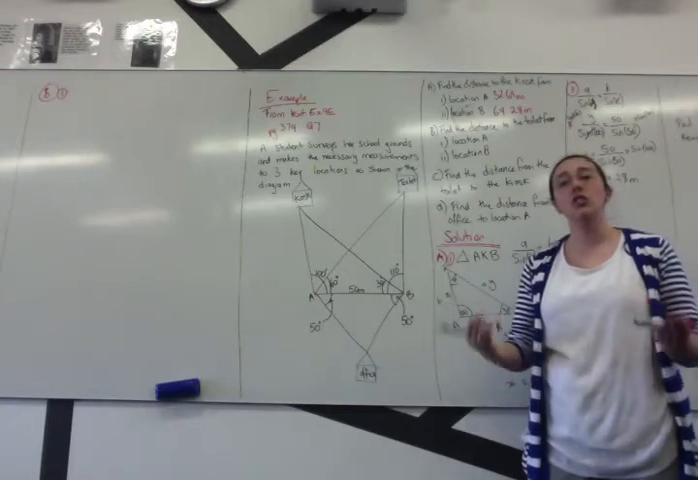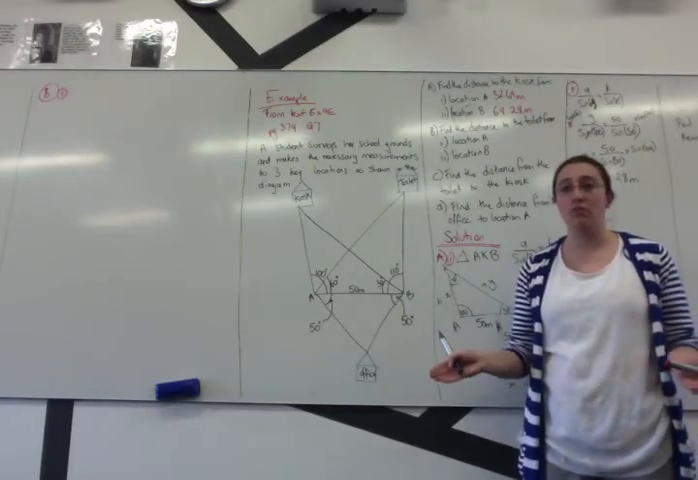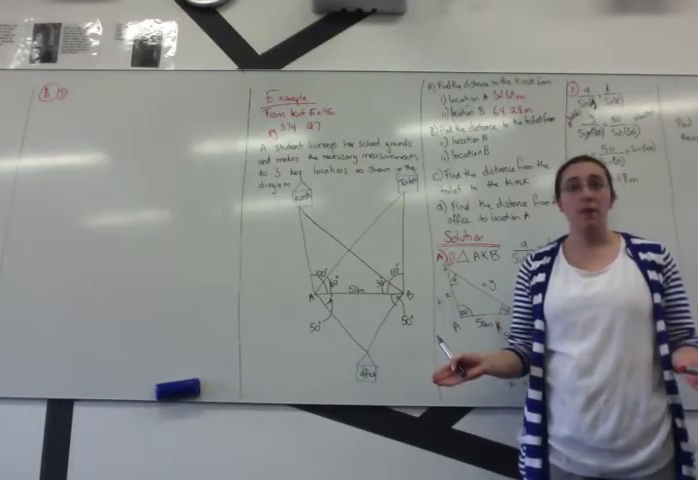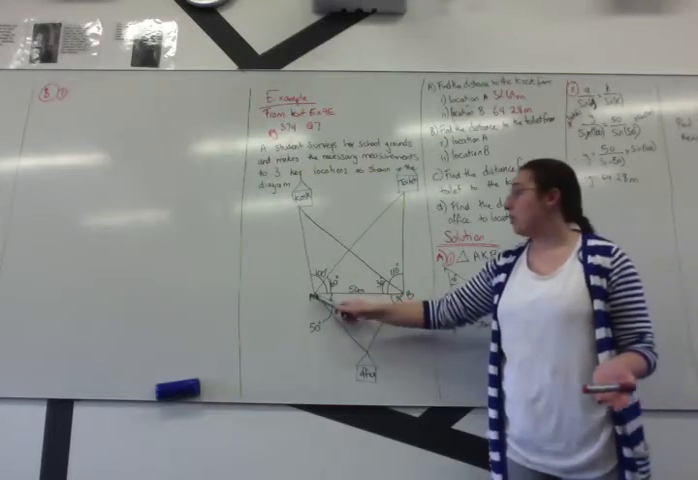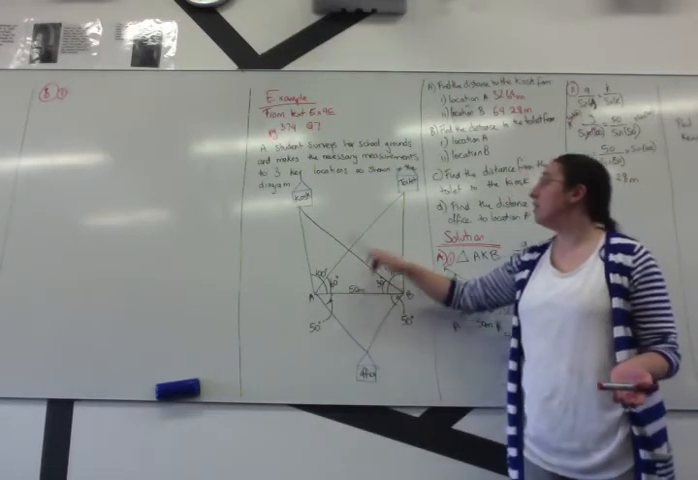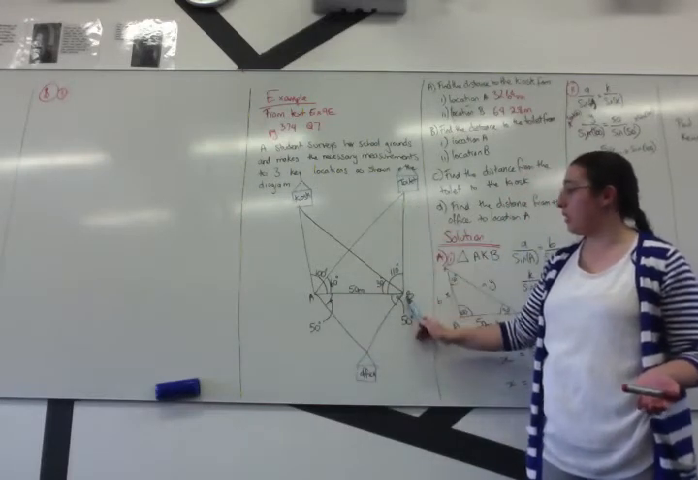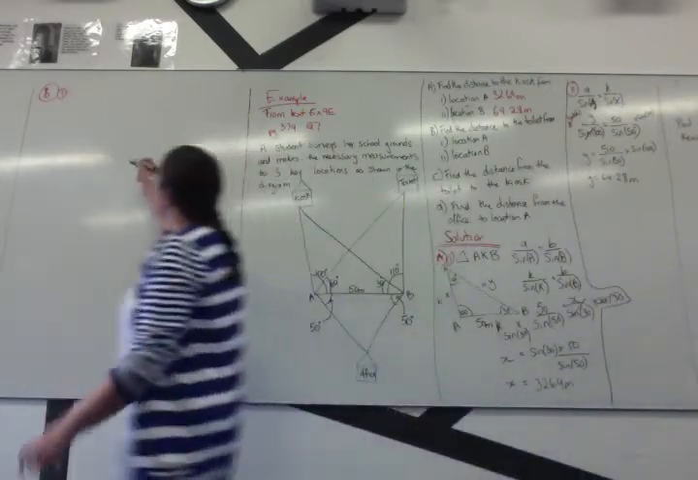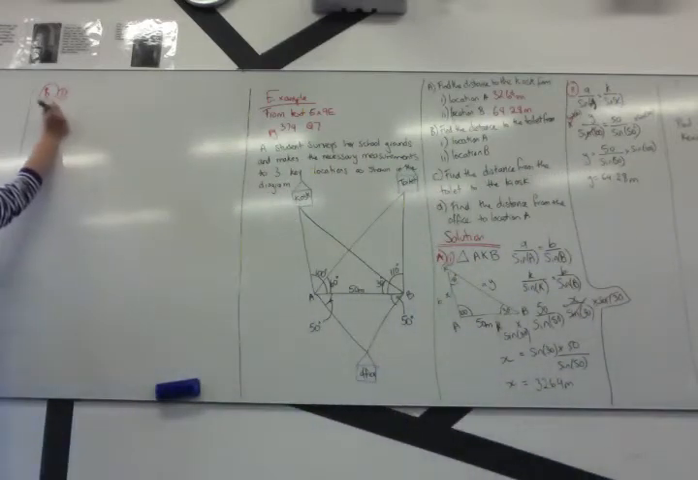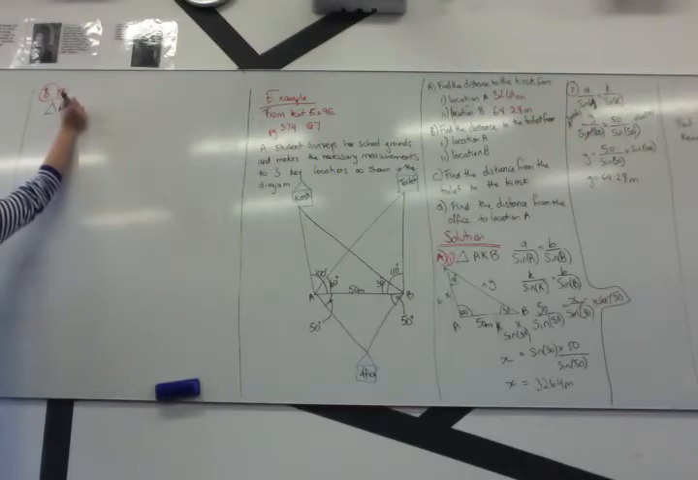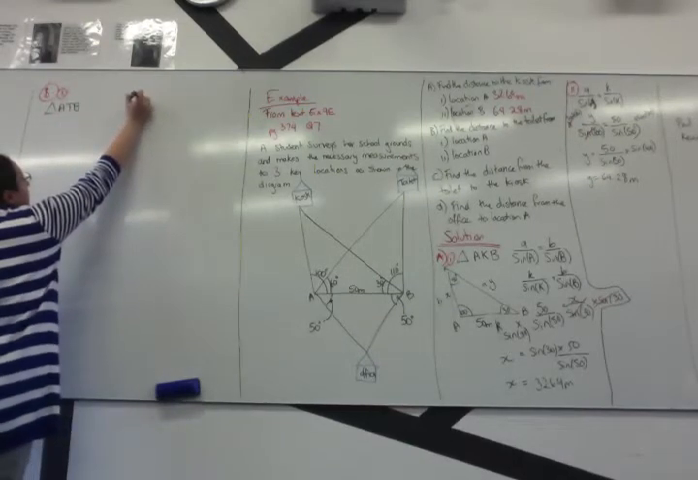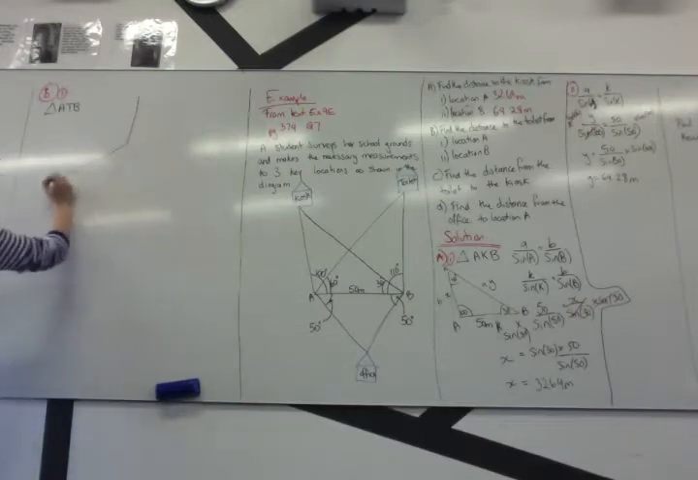So can you see the triangle that I'm going to use? TAB comes actually better. Go from T, A, B, to the toilet, down to B, back to A. Using the triangle TAB. So this is my triangle.